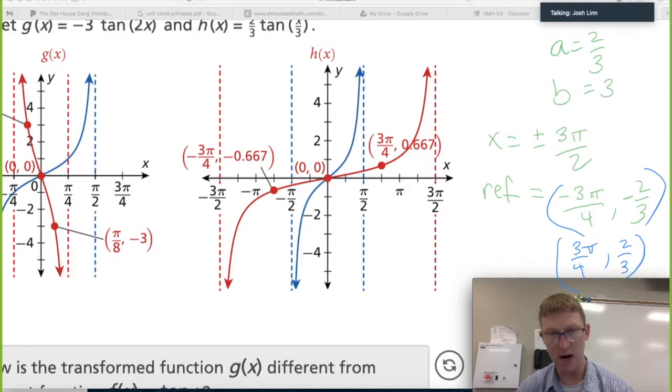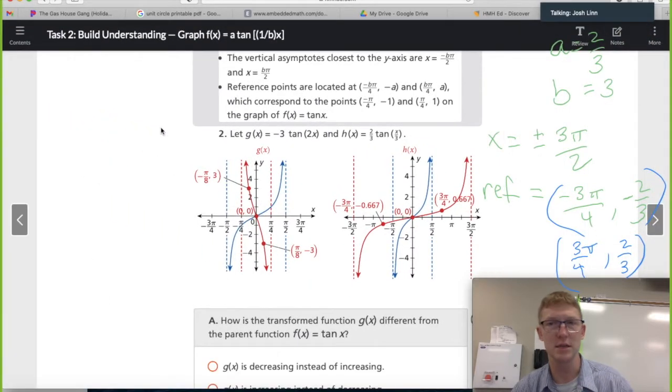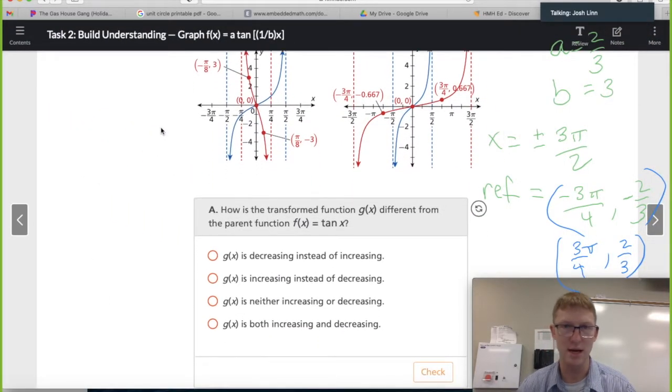And then we have our vertical asymptotes at negative 3 pi over 2 and 3 pi over 2. So either way works. We'll see which one's easier. I don't know the answer to that.